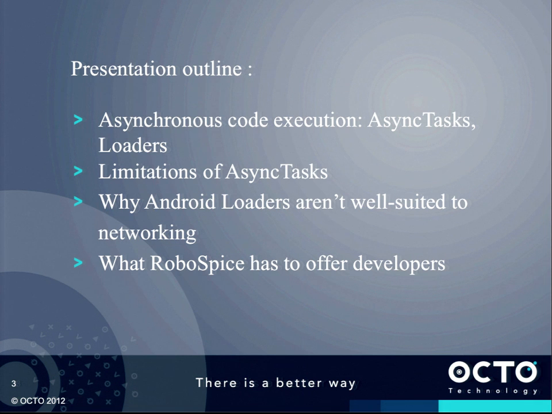After we go over a little crash course in Android, we're going to talk a little bit about the typical approaches to asynchronous networking on Android, including async tasks and loaders. And then we're going to talk about some of the limitations of each of them and sort of the motivations for a library like RoboSpice. Why do we need it, and what does it have to offer developers?